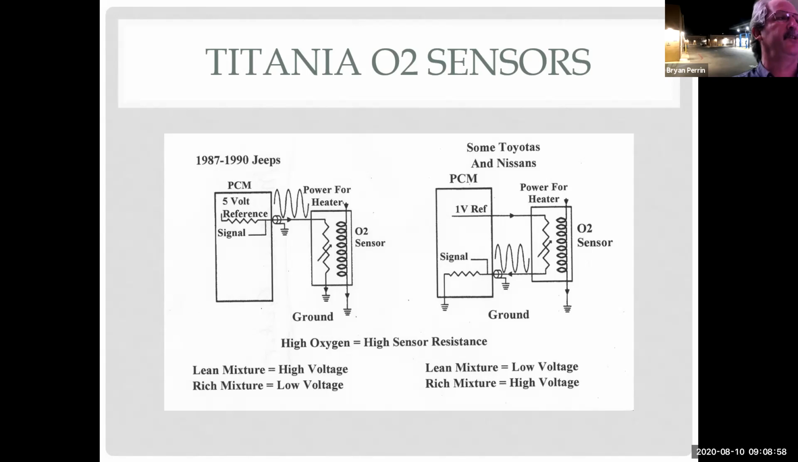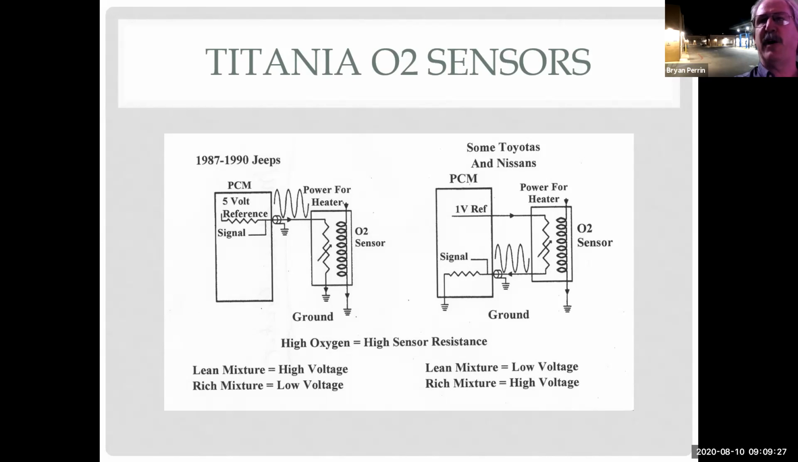What got interesting was on the 87 to 90 Jeep 4-liter Cherokees, because they did two things. First of all, they used a 5-volt reference instead of a 1-volt reference. And the other thing they did is they made it opposite. So a lean mixture gave you a high voltage and a rich mixture gave you a low voltage. Now, fortunately, there's not that many 87 to 90 Jeep Cherokees out there anymore. So you may or may not ever see one of these.